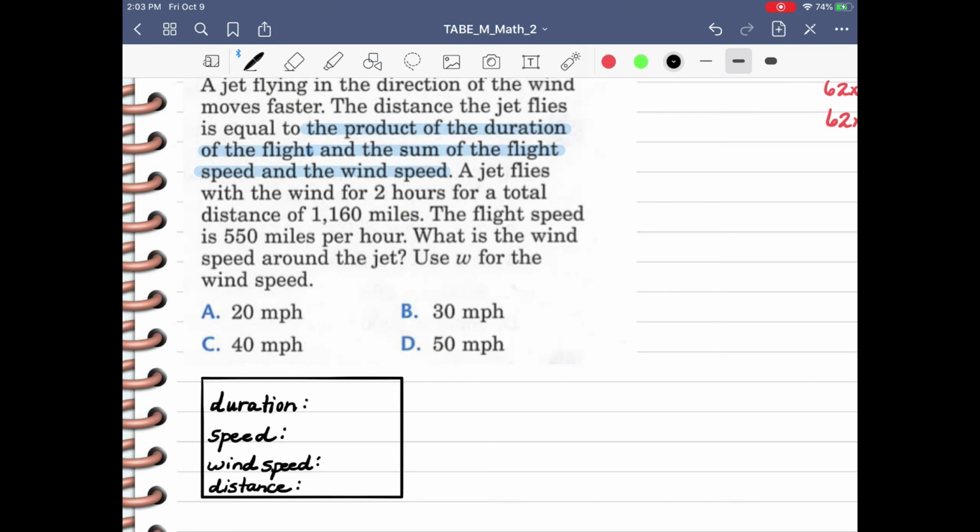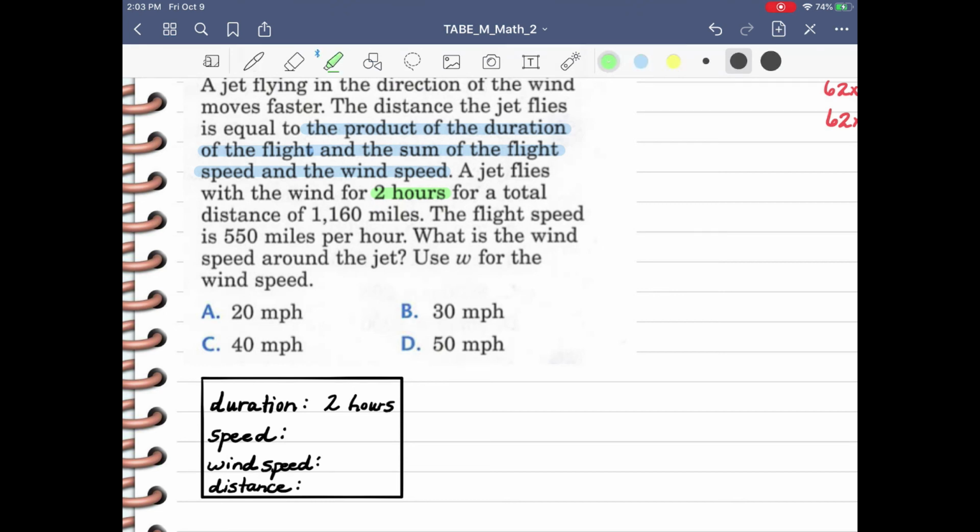So I see 4 different variables at work here. That's another reason this is complicated, because there are a lot of variables. The more variables in this box, the more complicated the problem will appear to be. Okay, so the jet flies with the wind for 2 hours. That's the duration of the flight, is 2 hours.